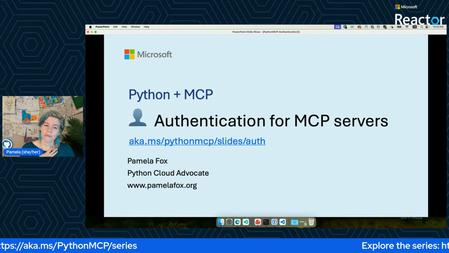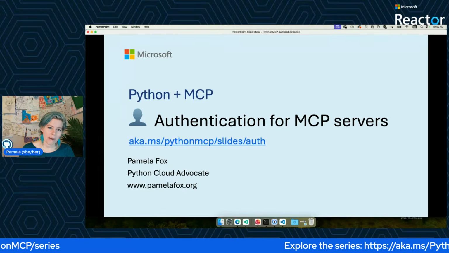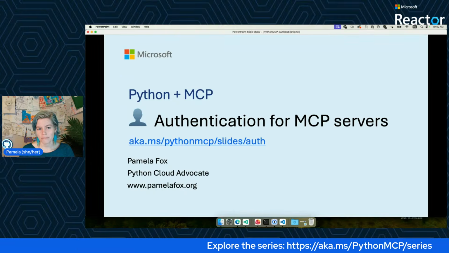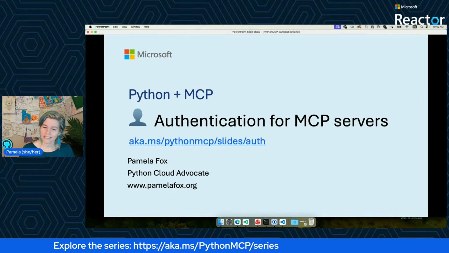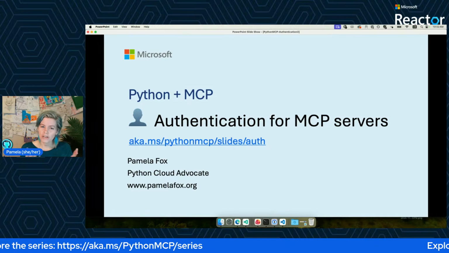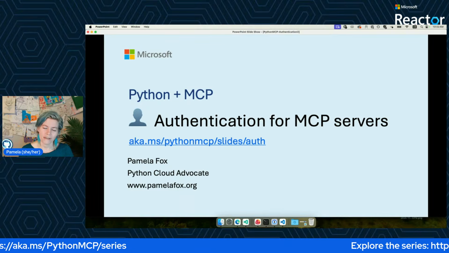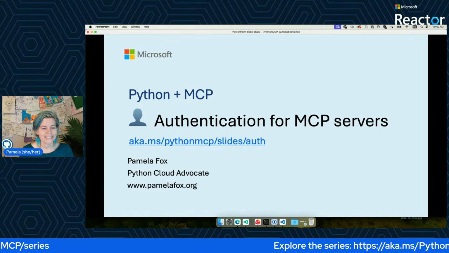If you haven't met me before, my name is Pamela Fox. I'm a Python cloud advocate at Microsoft, which means my job is figuring out how to make things work with Python. And these days, that's all about making generative AI technologies work with Python. And it's a pretty fun job.